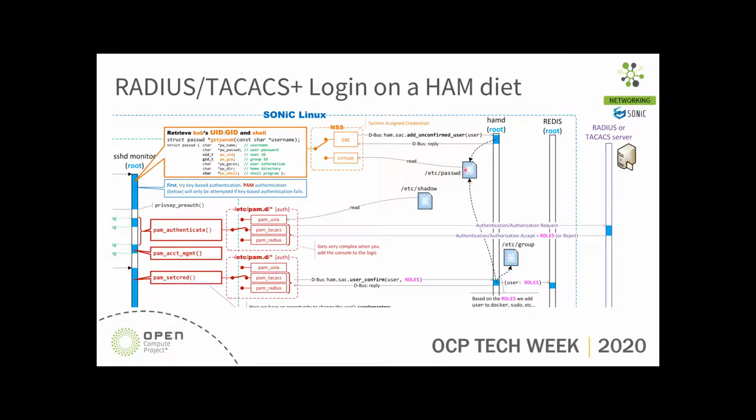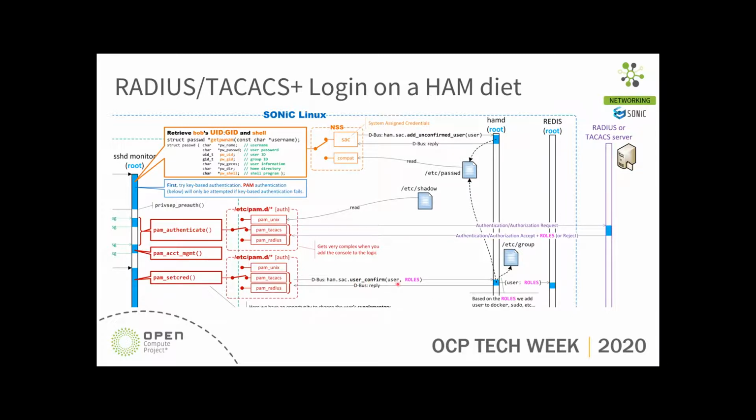And by the way, the reason we're marking the user as unconfirmed is so that we can remove users that fail authentication. That's important because if you have attackers that are just randomly trying different usernames, you don't want this file to just grow continuously. So by having this marker in there, HAMD is able to do an audit periodically and remove those users that haven't been confirmed.